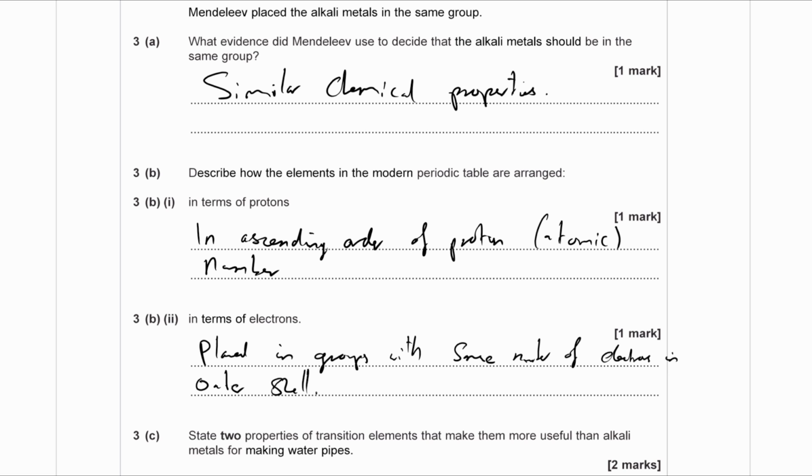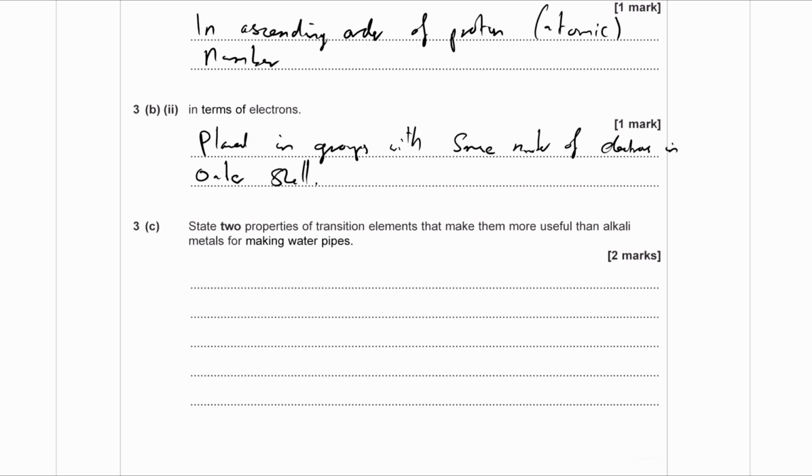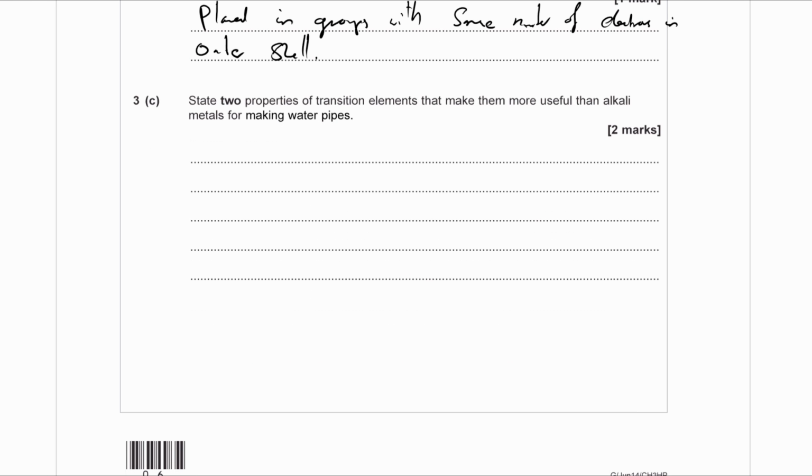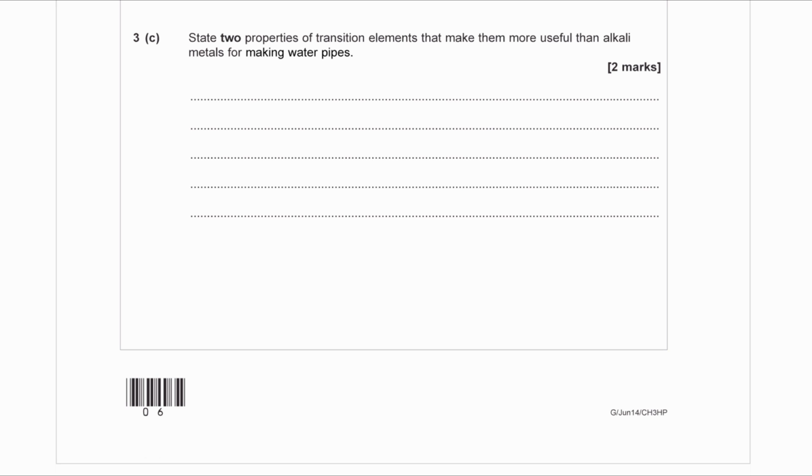Alright, I chose that because it's different to the proton answer, and it's still true. You would have actually got the mark by saying in ascending order of number of electrons. Alright, because both trends are completely true, you would have had to be given the mark for both, but I would rather give the alternate answer to the one we gave before.